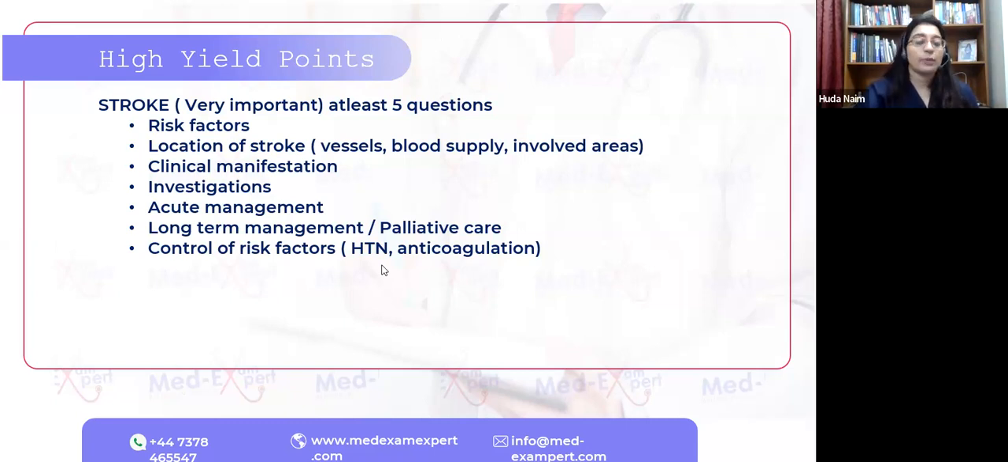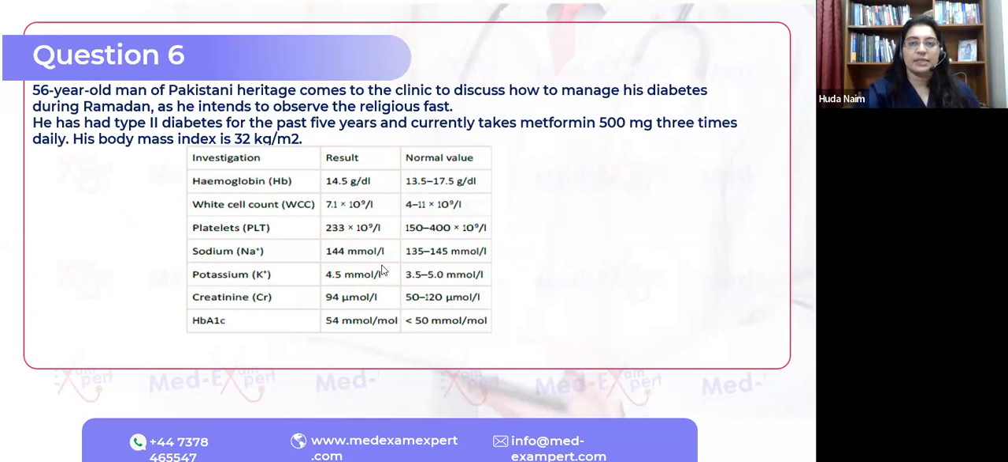Then investigations, what would be the investigation that you would perform? What would be the acute management, what would be the long term management, what would be the palliative care in these patients, and how would you control the risk factors in these patients? Hypertension, how would you anticoagulate these patients? So all of these things are very important. So once you come across any question of stroke, always have a look at all of these points that you could be asked about when you're studying stroke. It's not necessary that they just ask you about the blood supply; they could ask you about the management, or they could ask you about the complication. Okay, now let's see the next question.